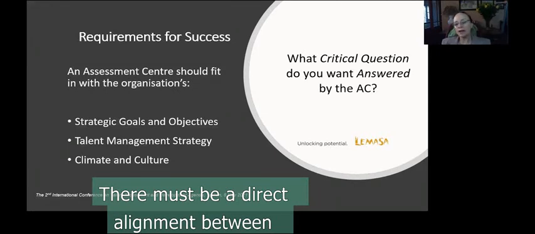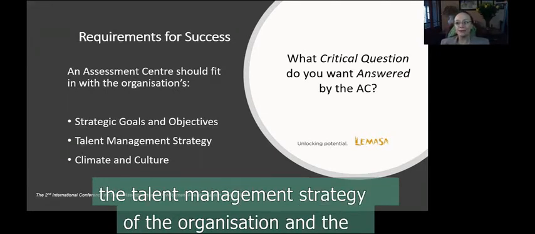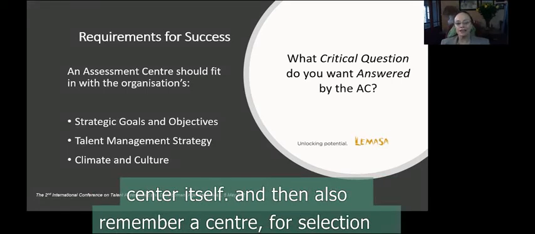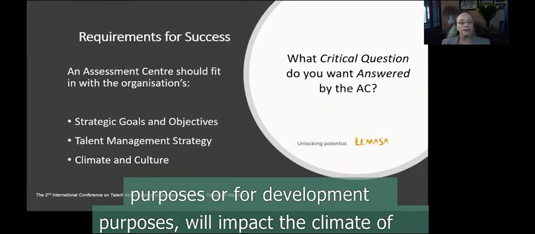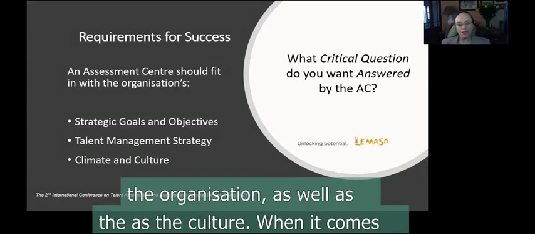Then there must be a direct alignment between the talent management strategy of the organization and the center itself. And also remember, a center, whether it's for selection purposes or development purposes, will impact the climate of the organization as well as the culture.